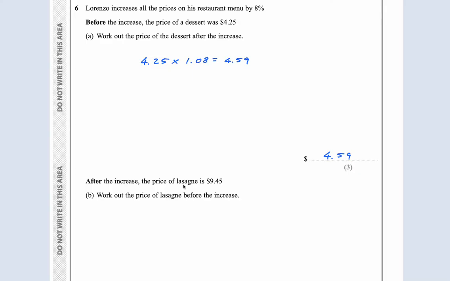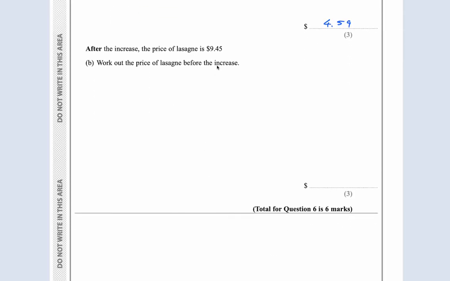After the increase, the price of lasagna was this. Work out the price of lasagna before the increase. So this, guys, is the harder one. So it's 9.45. So this is 108% is 9.45.